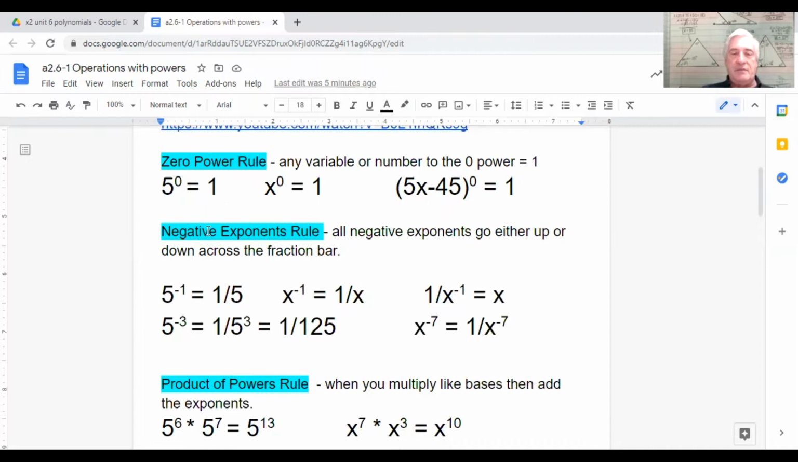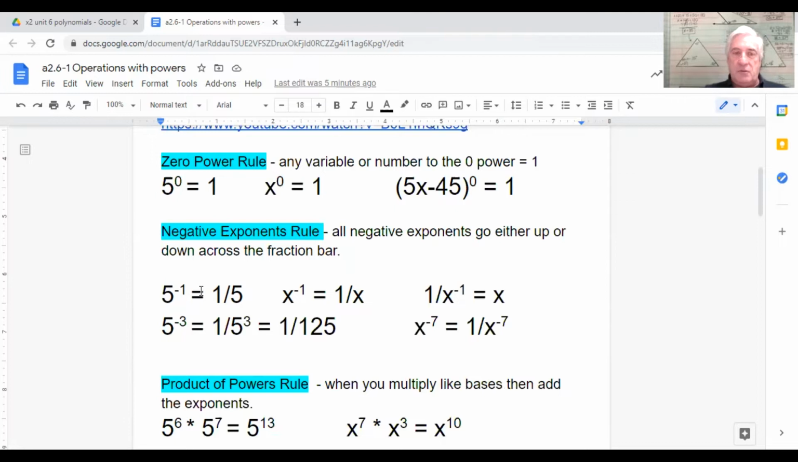Next, we have the negative exponent rule. All negative exponents go either up or down across the fraction bar. If it's on the top, it goes to the bottom. If it's on the bottom, it moves to the top. The exponent loses its negativity when it crosses that bar.